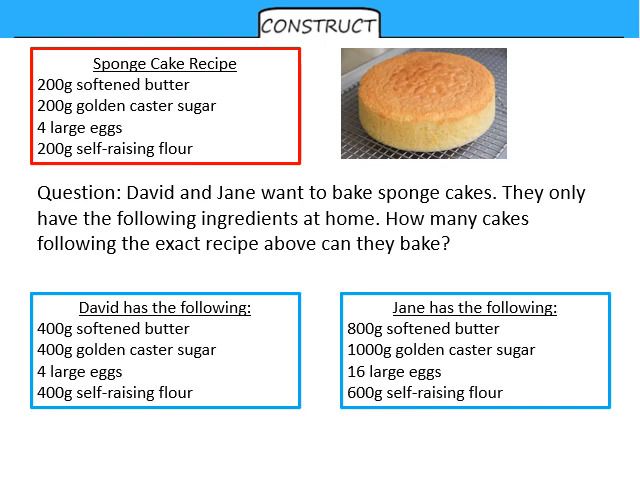So David has 400 grams of butter, 400 grams of sugar, 4 large eggs, 400 grams of self-raising flour, whereas Jane has 800 grams of softened butter, 1,000 grams of sugar, 16 large eggs, and 600 grams of self-raising flour. Now remember, to bake one cake, they must have that exact number of ingredients listed in our box at the top. Okay, so pause the video whilst you work out how many cakes each person can bake. Remember, they can't share any leftover ingredients. They can only bake with whatever ingredients they have.